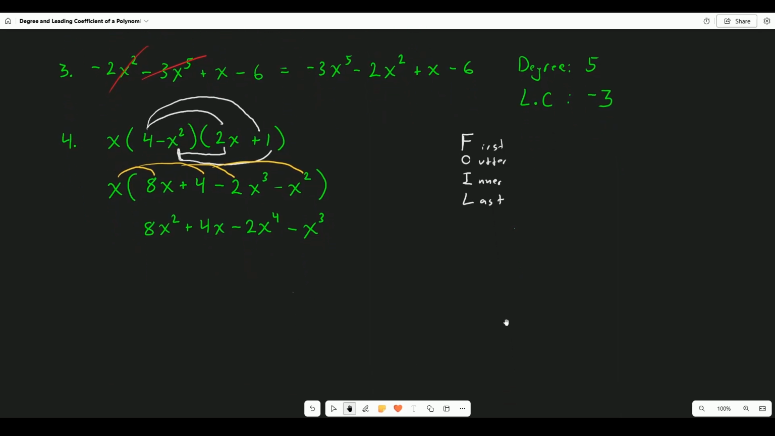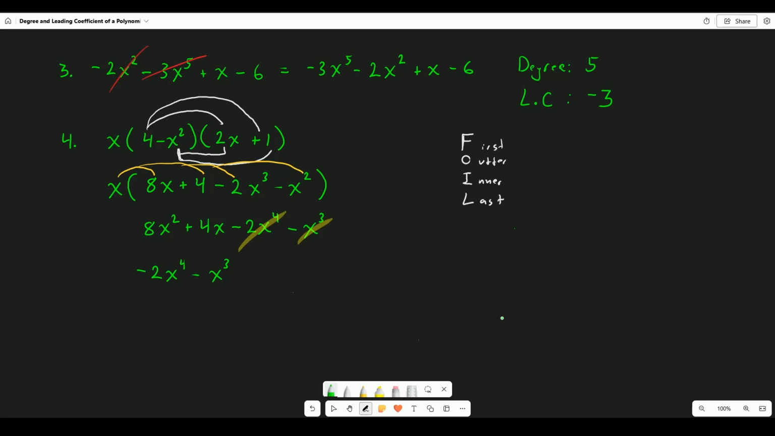So now let's rearrange the terms so that they're in order by degree. The highest degree I see is a fourth degree, so I'm going to rewrite this as minus 2x to the fourth. The next degree I see is third degree right here, so minus x cubed, and we're done with that.